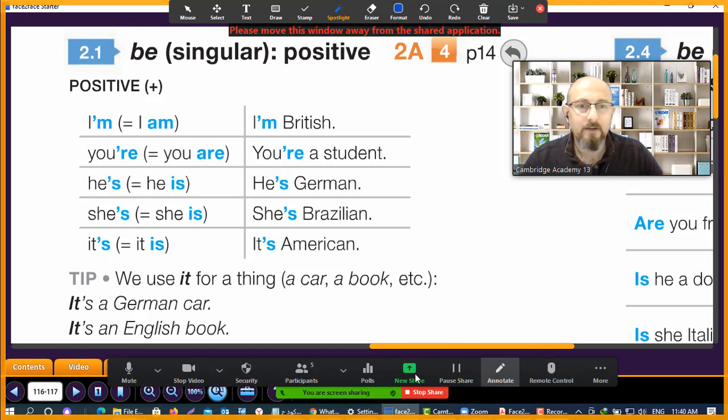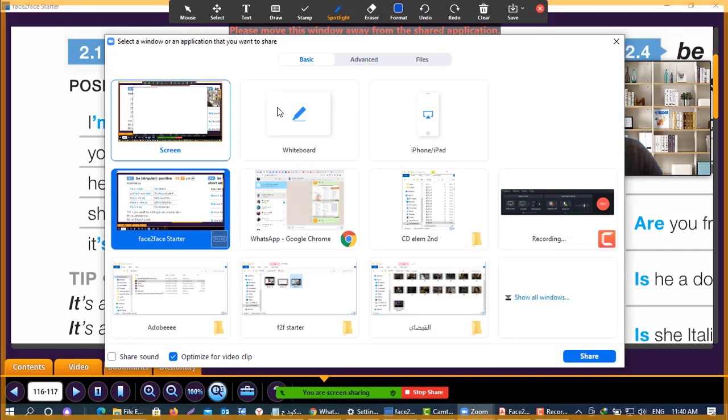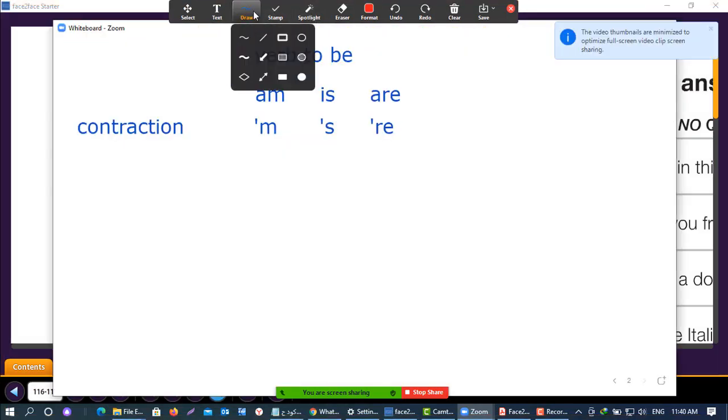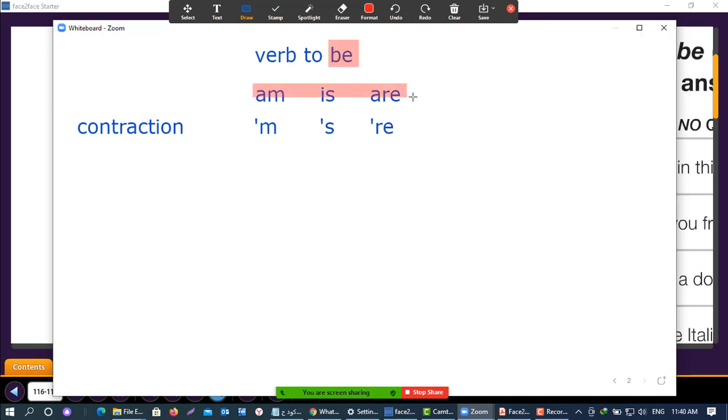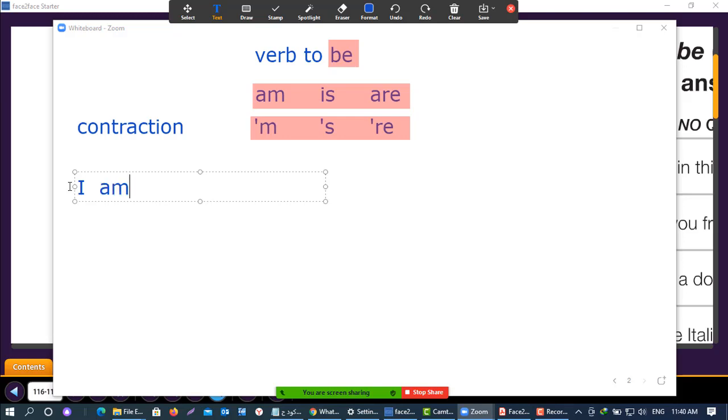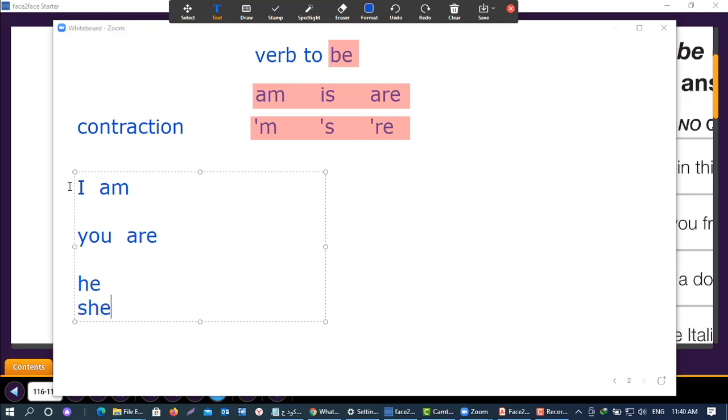Okay, so we go again to the whiteboard. Here, as we say, we have verb to be. And these are the contractions. So, I, what do we use with I? Am. You? Are. He? Is. She? Is. It? We use it. Is. Okay.